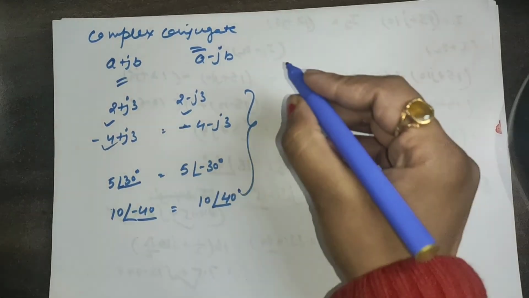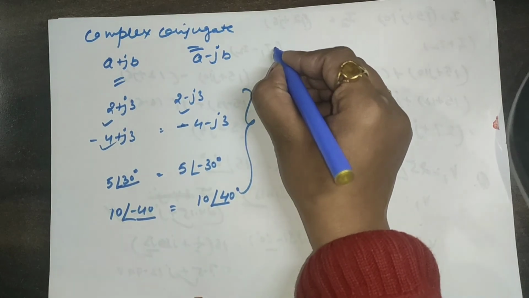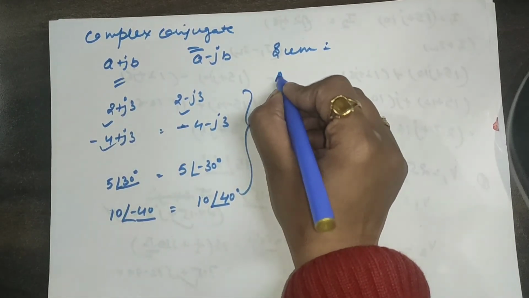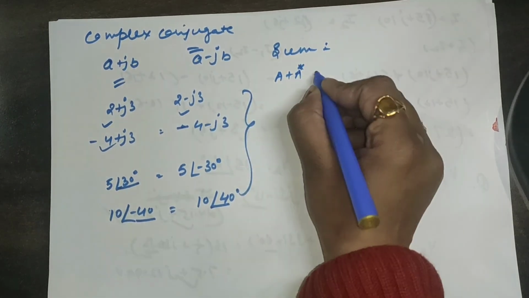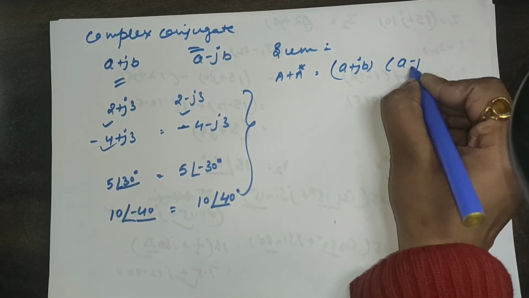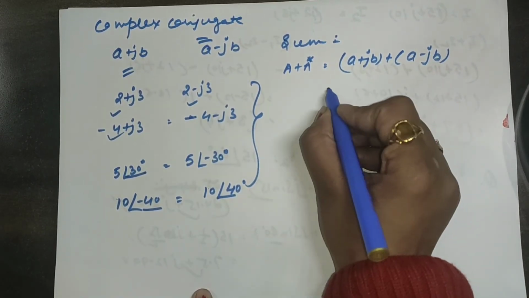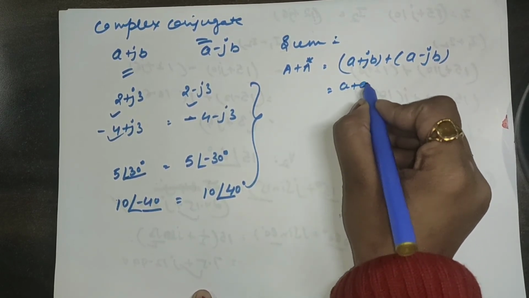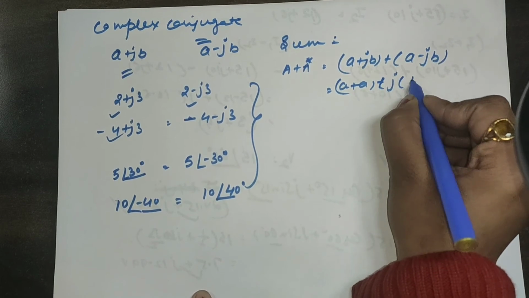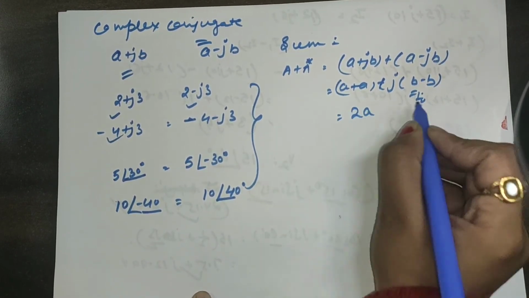Now if we want to do the complex conjugate addition, suppose the sum of a complex number and its conjugate a star: that is a plus j beta plus a minus j beta. If we solve this, the j b terms cancel out, that will be 0. So the answer will be 2a.